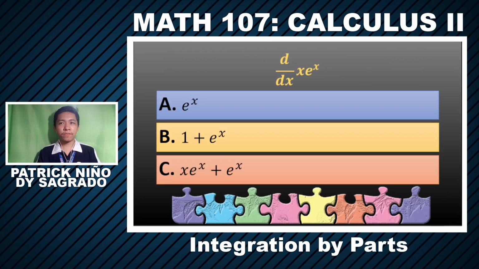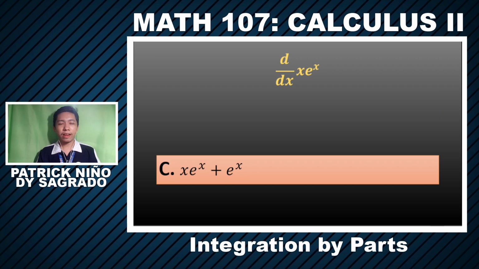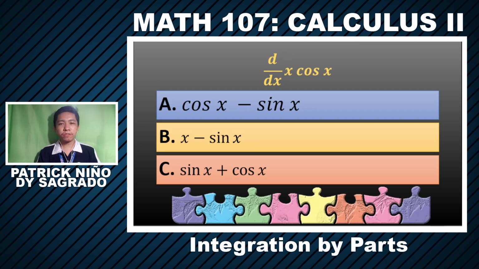So the derivative of x to the power of e to the power of x is equal to which of the following? Time starts now. Time is up. The correct answer is letter C. Congratulations everyone, all of you got the correct answer. So that means we have 4 for each group. Let's go further to the second question.